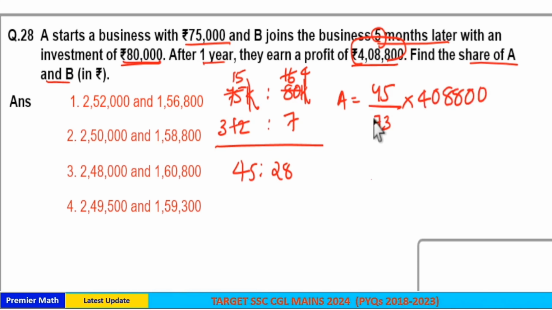Now 73 goes 5 times in 365. 70 into 5 is equal to 350. 3 into 5 is 15. So 350 plus 15 is equal to 365. Remaining is equal to 43. So again 73 goes 6 times in 438. So remaining you have 00.